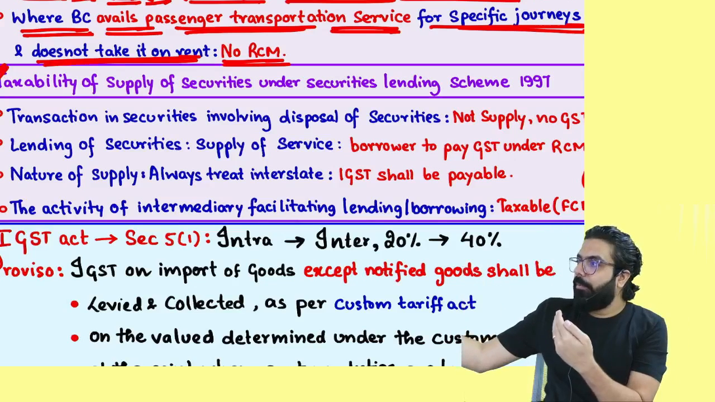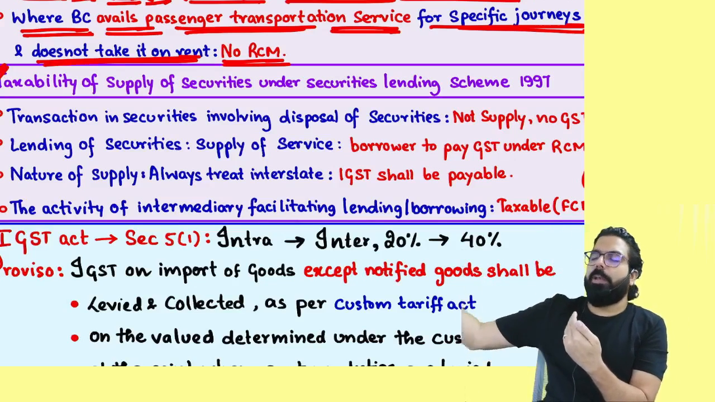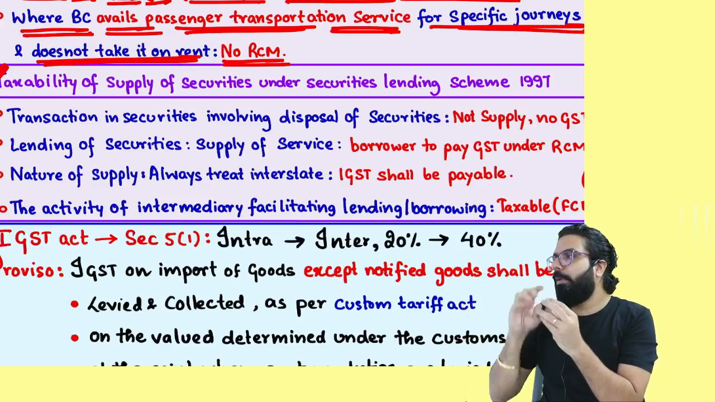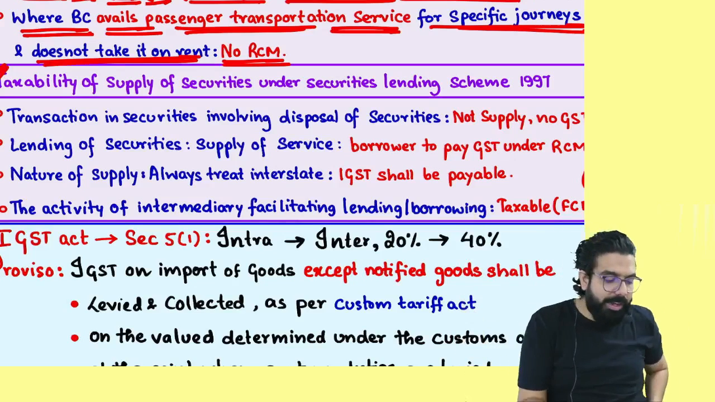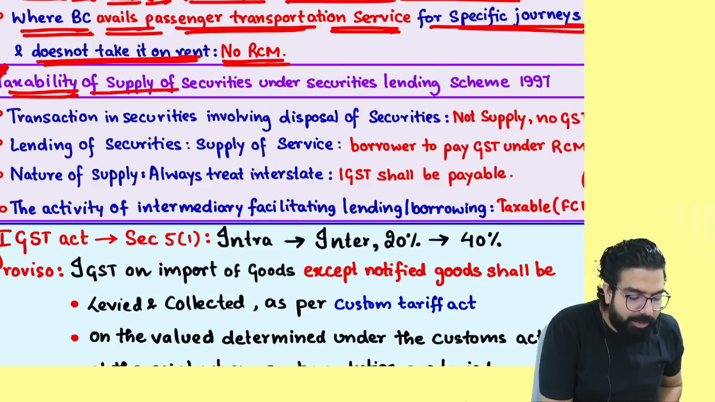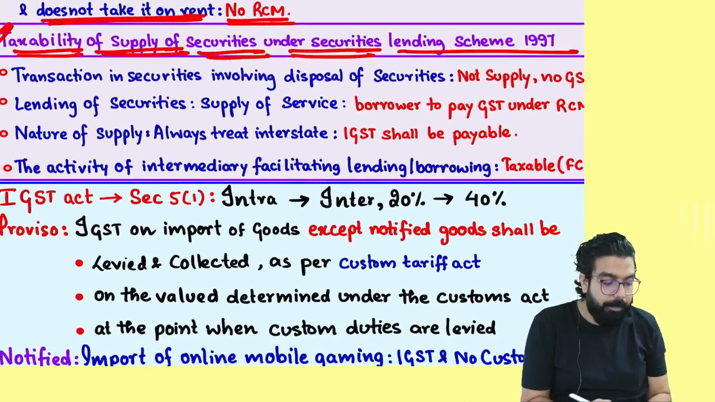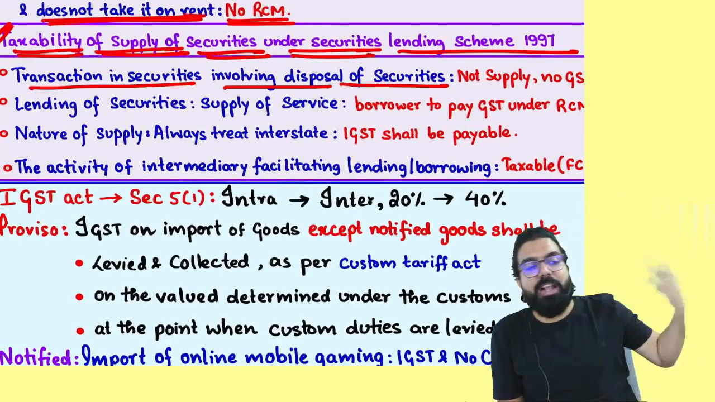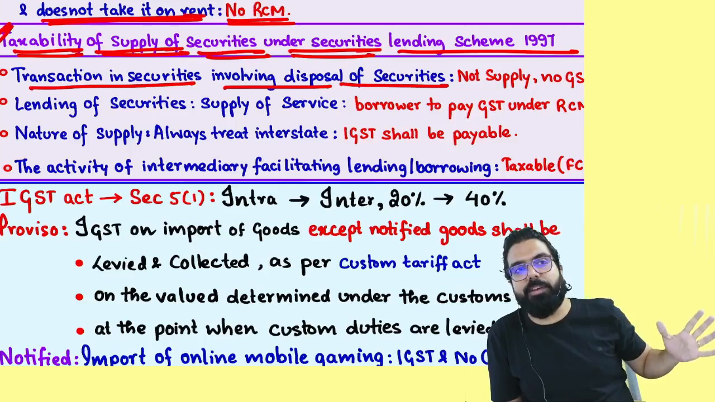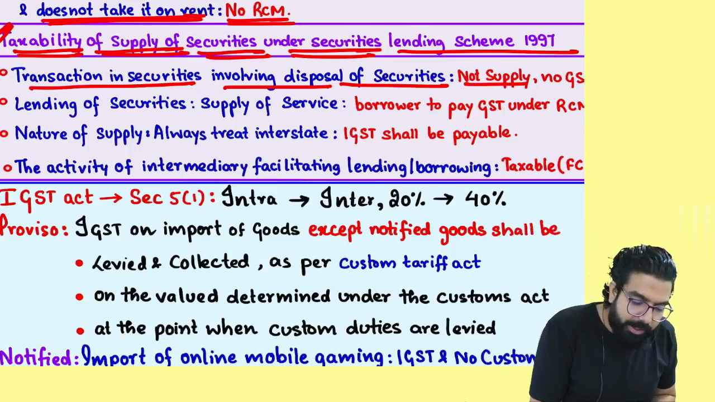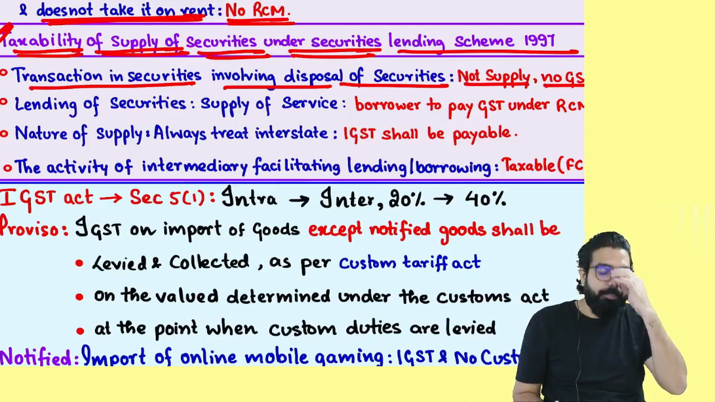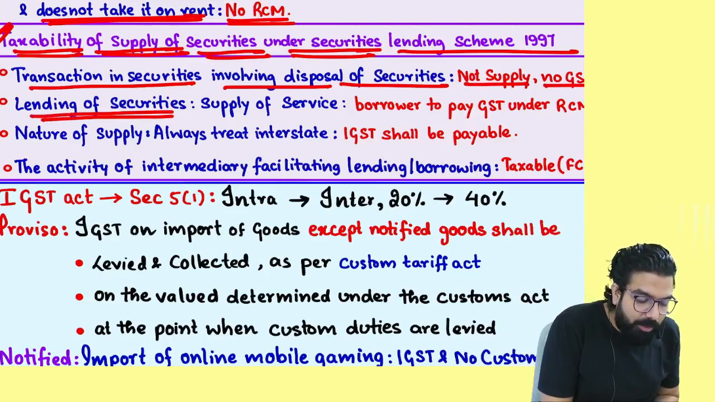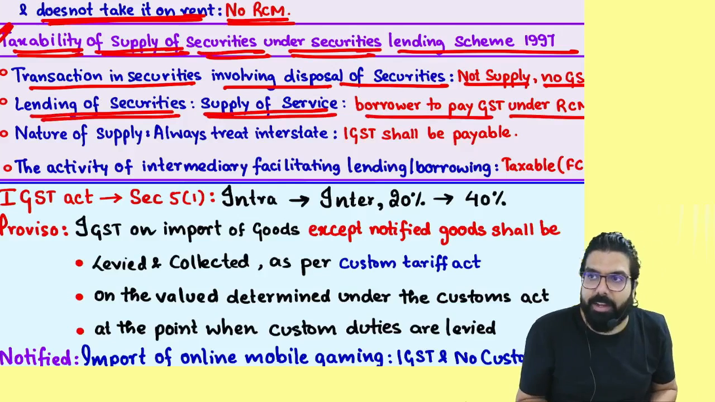Next. People over here, listen to me very carefully. You are the lender, I am the borrower. When you are lending me shares, I will pay your fees. For securities lending, they have told the taxability of supply of securities under the securities lending scheme. Remember, transaction in securities involving disposal: when you sell securities, will GST come or no GST? Selling is not a supply and there is no GST. But lending of securities is a supply of service. Always the borrower has to pay GST under RCM.